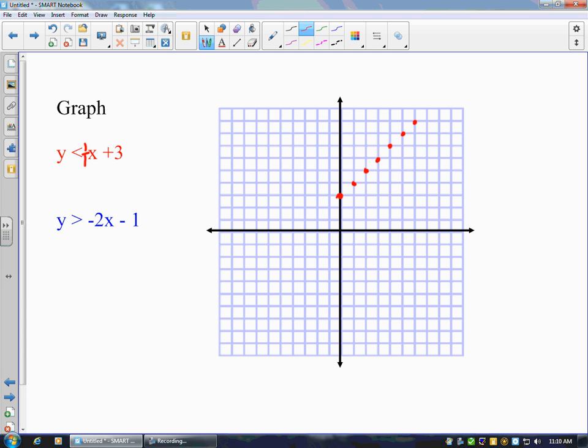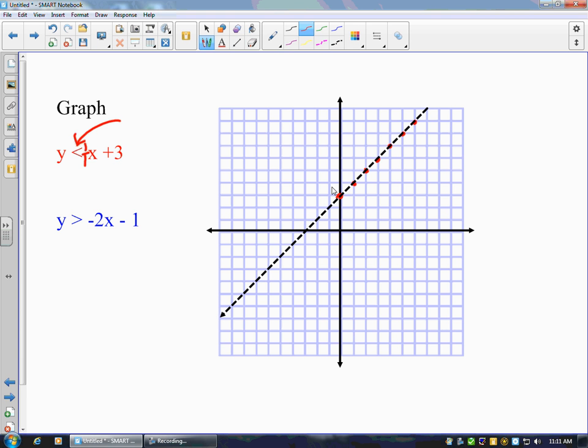Then, before I connect the dots, make sure you take a look at this sign. Is that sign a dotted line or a solid line? Remember, if there's no bar beneath it, then it's a dotted line. If there's an equal bar beneath, then it's a solid line. So in this case, it's a dotted line. So graph that line just like that.